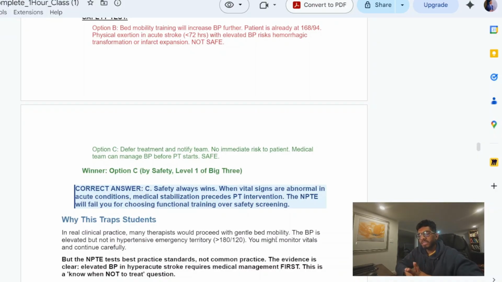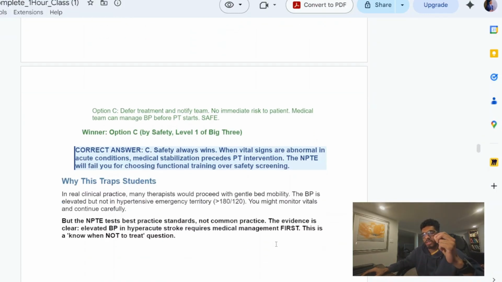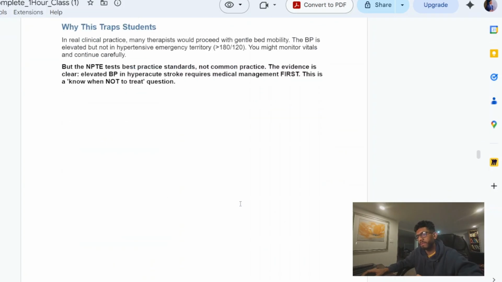So the evidence is clear. Elevated BP in a hyperacute stroke requires medical management first. This is a known "when not to treat" question, right? Knowing when not to treat is the biggest thing you should know. Knowing what to do is knowledge. Knowing what not to do is wisdom, and that's what they are looking for.